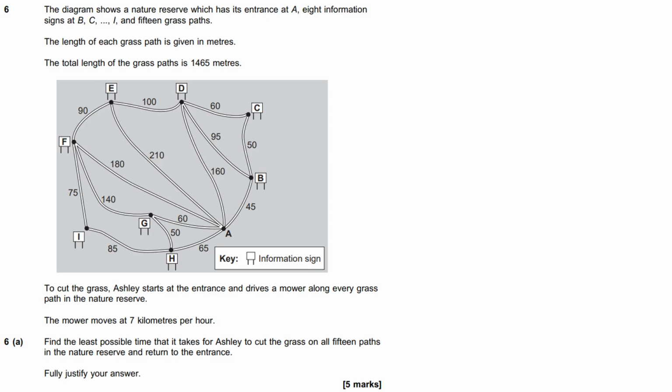Okay, so we just need to know of the odd nodes. Sorry, what does she need to repeat? And then if she repeats that, we want that to be the least amount. Sorry, so she wouldn't necessarily repeat an edge that takes forever. She would repeat the edges that take the least amount of time, because then she'd cut the grass as fast as possible. We've got the total length is 1465, and the mower moving at 7 kilometers per hour.